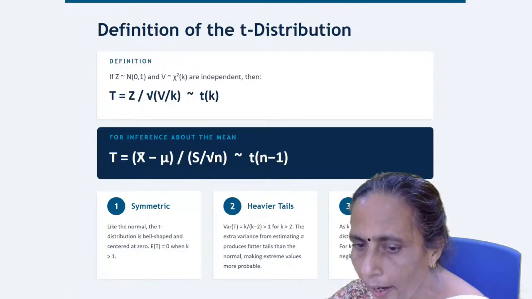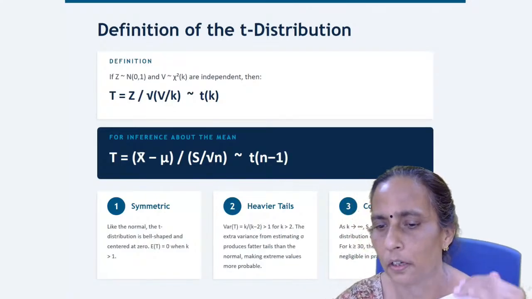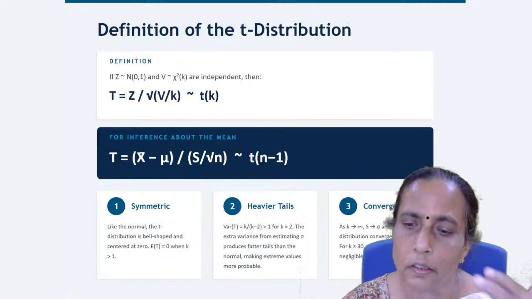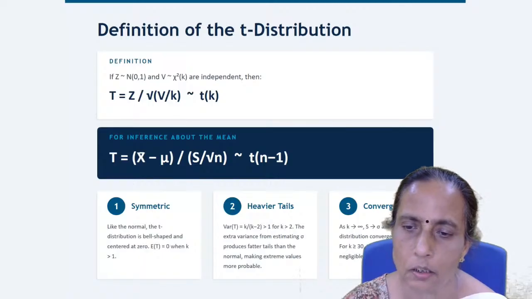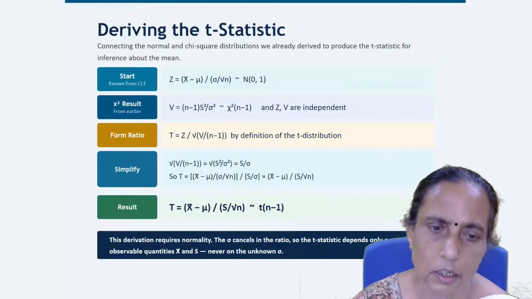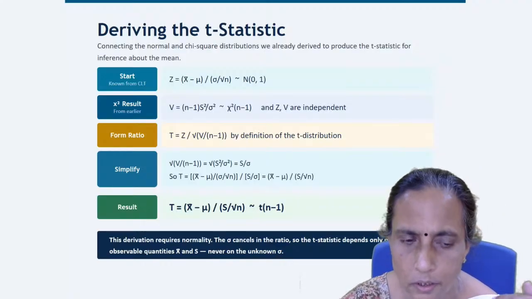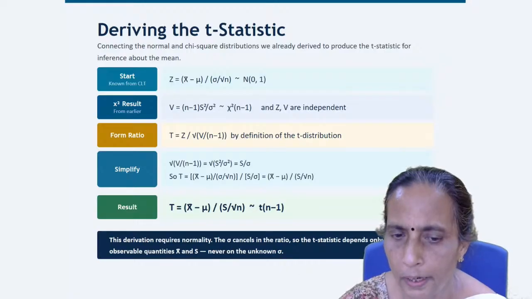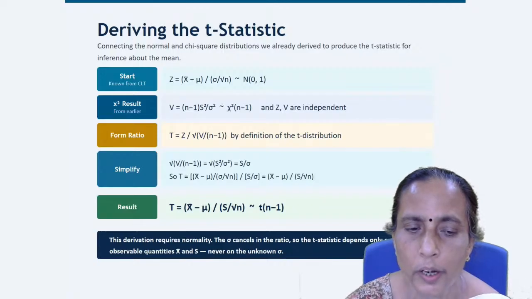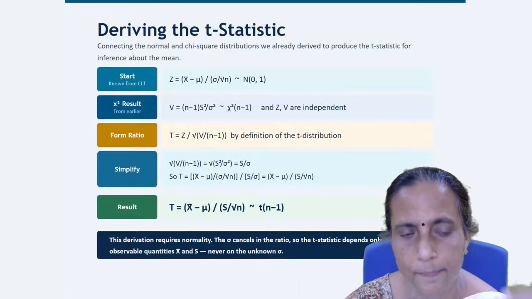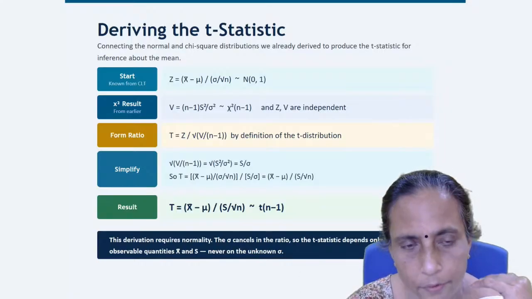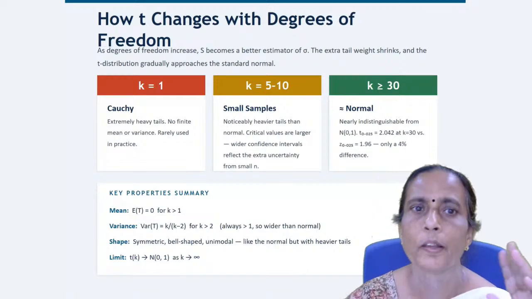For k more than 30, the difference is negligible in practice; or you may say if your sample size is more than 30, then your t distribution tends to the standard normal distribution. So deriving the t statistic, this is the derivation which requires normality. The sigma cancels in the ratio, so the t statistic depends only on observable quantities, that is sample mean and sample standard deviation, never on the unknown sigma.